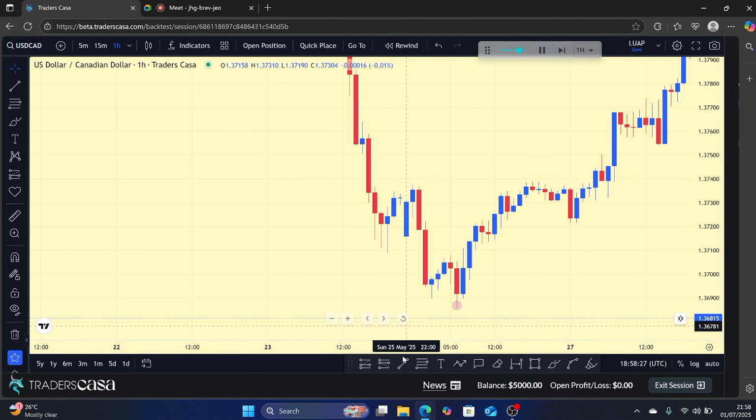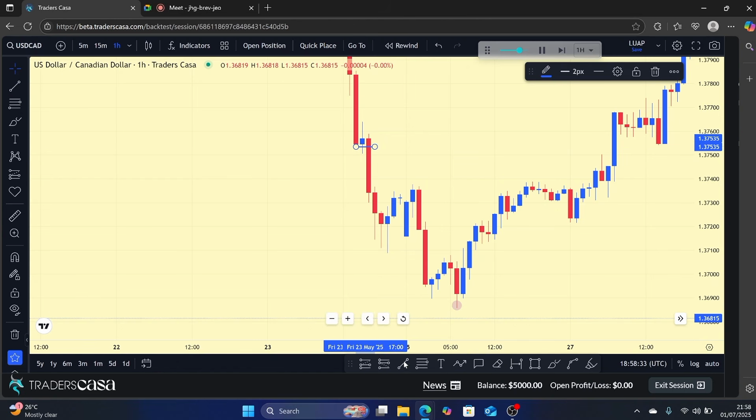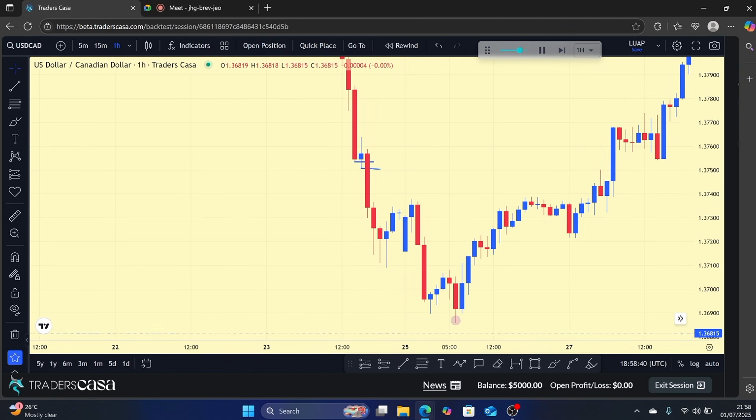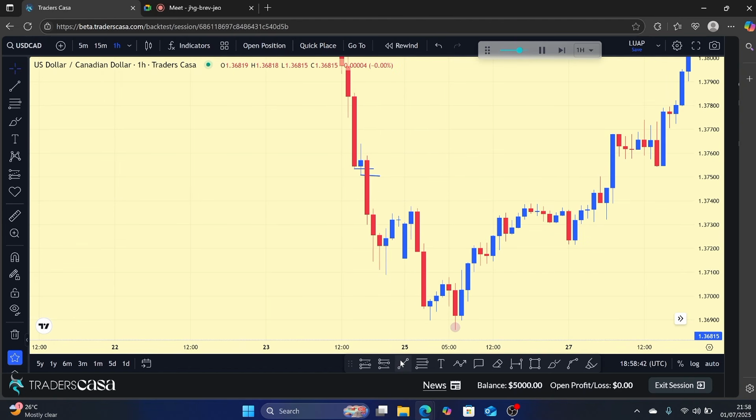So right here, is this a valid pullback? No, this is not a valid pullback, because you can see the high here is the lowest point and price is breaking past the lowest point, and I cannot confirm that one to be a pullback because the highest point right here is protected.